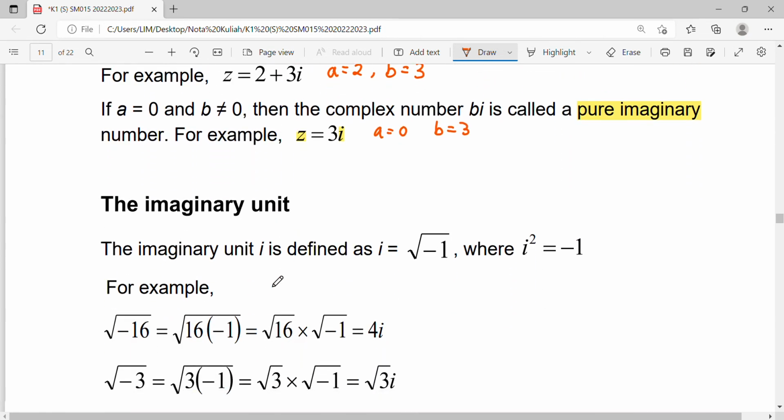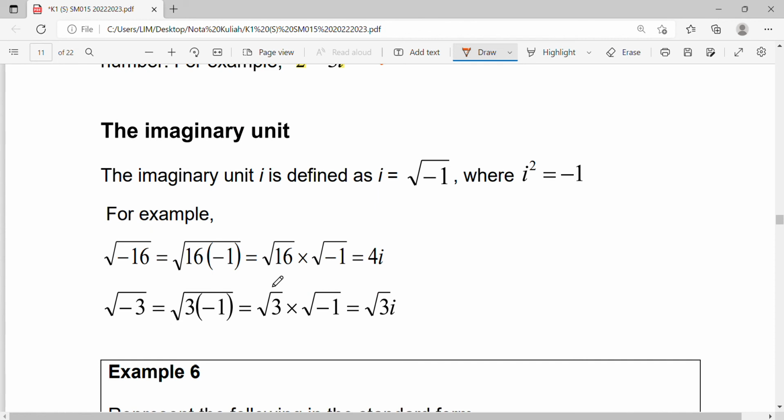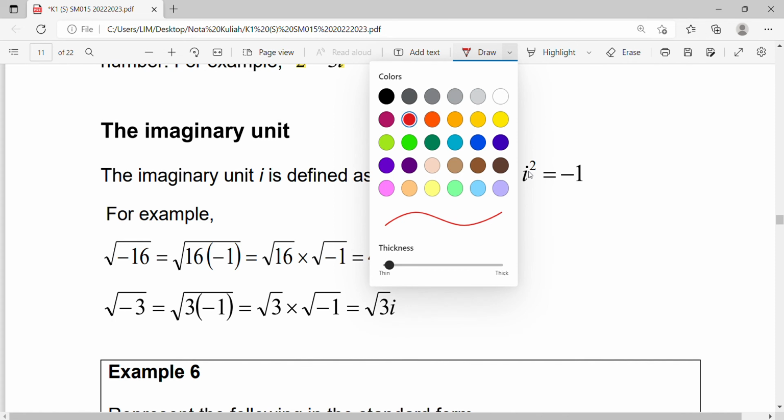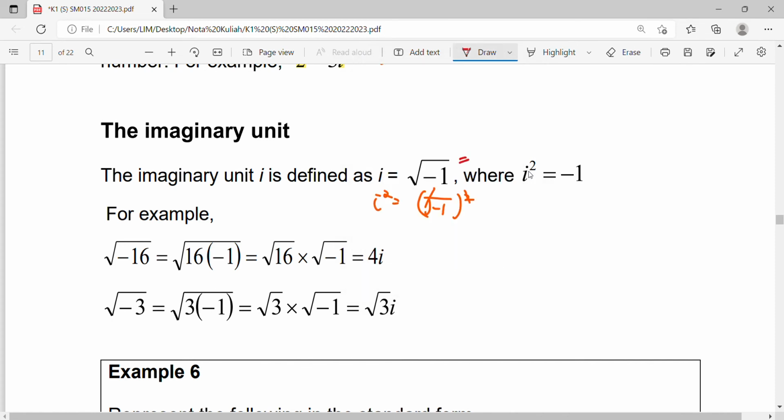So now we're going to see what the imaginary unit is. The imaginary unit is defined as the square root of negative 1. So when we square it, when we have i squared, meaning the square root of negative 1 squared, it goes back to negative 1. So i equals the square root of negative 1, and i squared equals negative 1. This is the value that you always need to be familiar with.